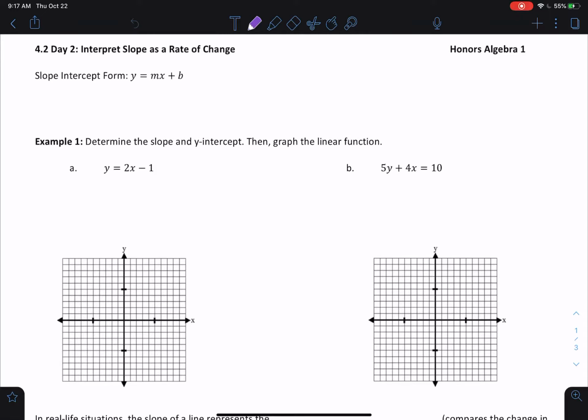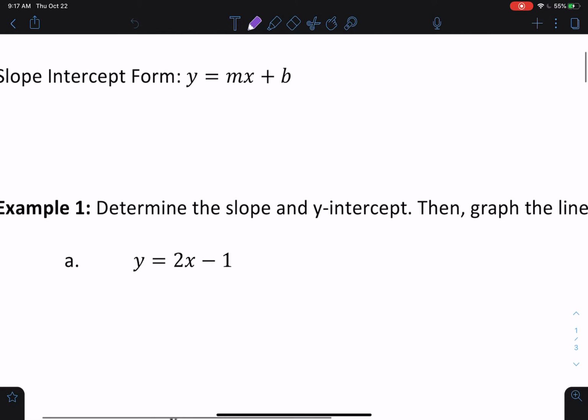Just a reminder about slope-intercept form, y equals mx plus b. What do each of these parts mean? The m represents your slope, or your rise over run. When I'm graphing, this is how I move. M for move. This is how I move from point to point.